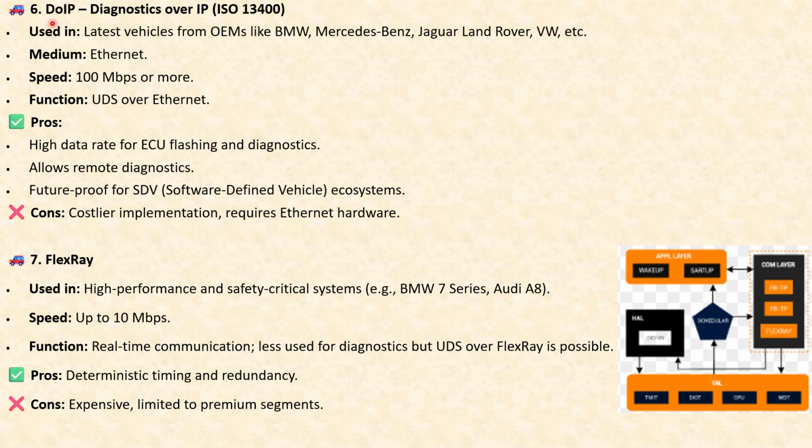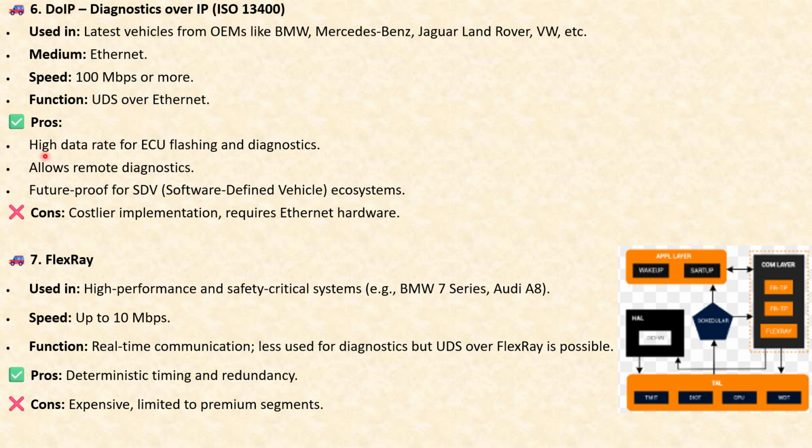Next is DoIP, Diagnostics over Internet Protocol. This is standardized as ISO 13400, and it is used in the latest vehicles from OEMs like BMW, Mercedes-Benz, Jaguar Land Rover, Volkswagen, etc. The medium is Ethernet, speed is 100 Mbps or more, and the function is UDS over Ethernet.